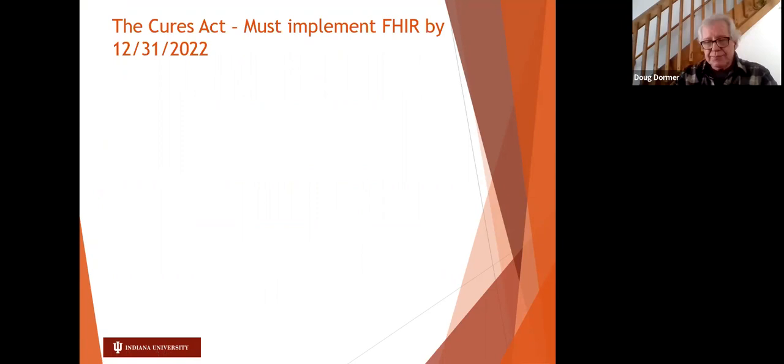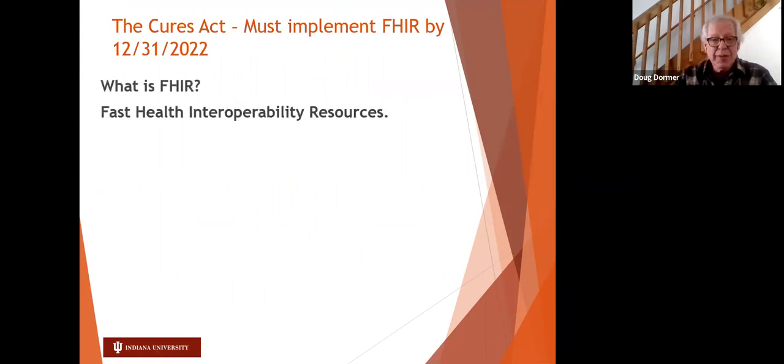The Cures Act says that organizations must implement FHIR, I'm just going to call it FHIR, by December 31st of 2022. That's about a month ago. So what is FHIR? The Fast Health Interoperability Resources. What it really means is it's the standard for exchanging information following that USCDI set of data. As it says right here, that's perfectly clear. Fast Health Interoperability Resources. I don't really know what that means.